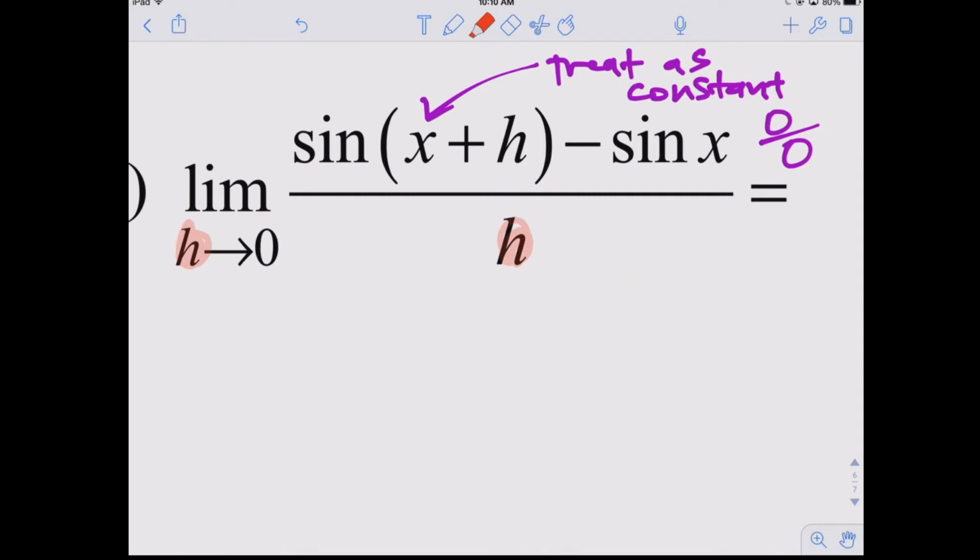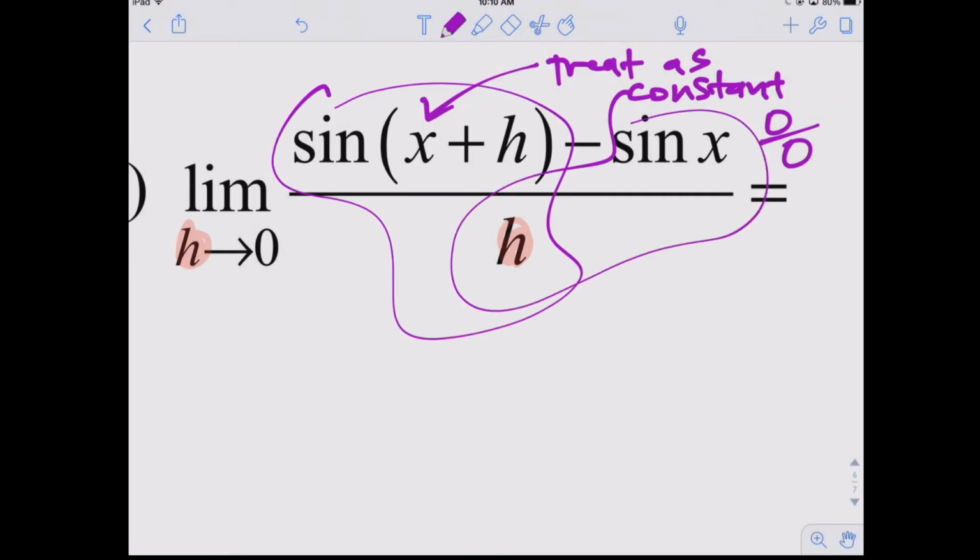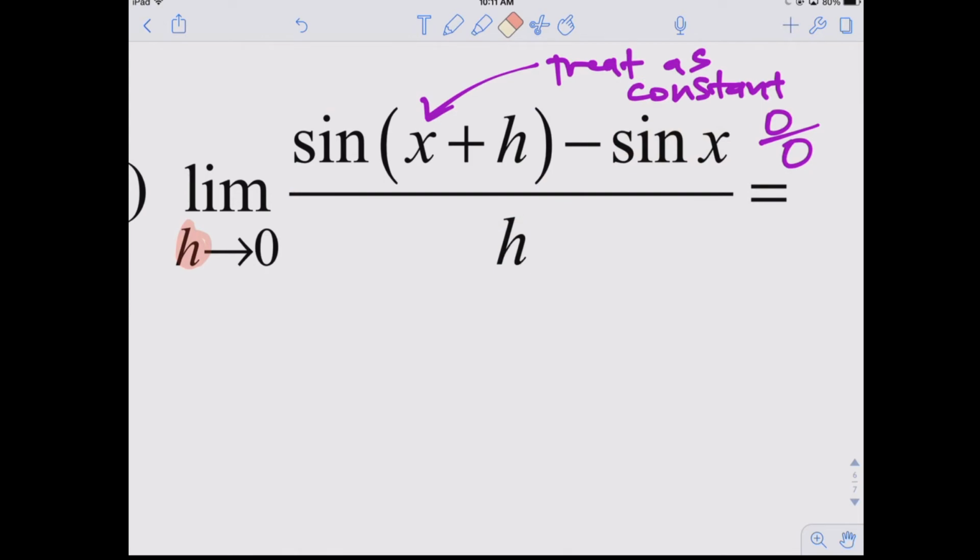What could I do on this one? Could I split up the terms? Could I put this over that minus that over that? Algebraically, I could. But would I be able to call sine of x over h as h goes to 0, 1? No, because they're different variables, right? If it was sine of h over h as h goes to 0, then I could. This right here is the problem.